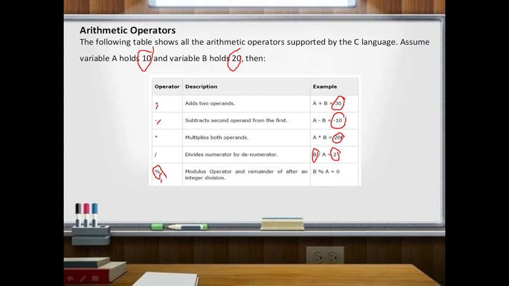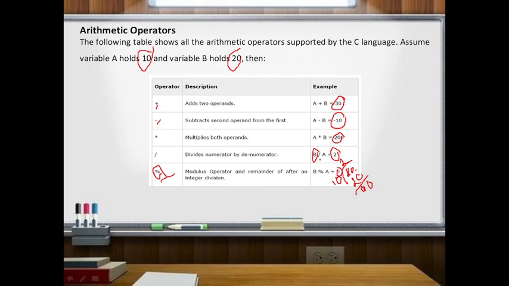Then what does the modulus operator do? The modulus operator returns the remainder. So b mod a, that is 20 mod 10. If I divide 20 by 10, then 10 twos are 20. Then what will be the remainder? The remainder is 0, so it returns 0 over here.